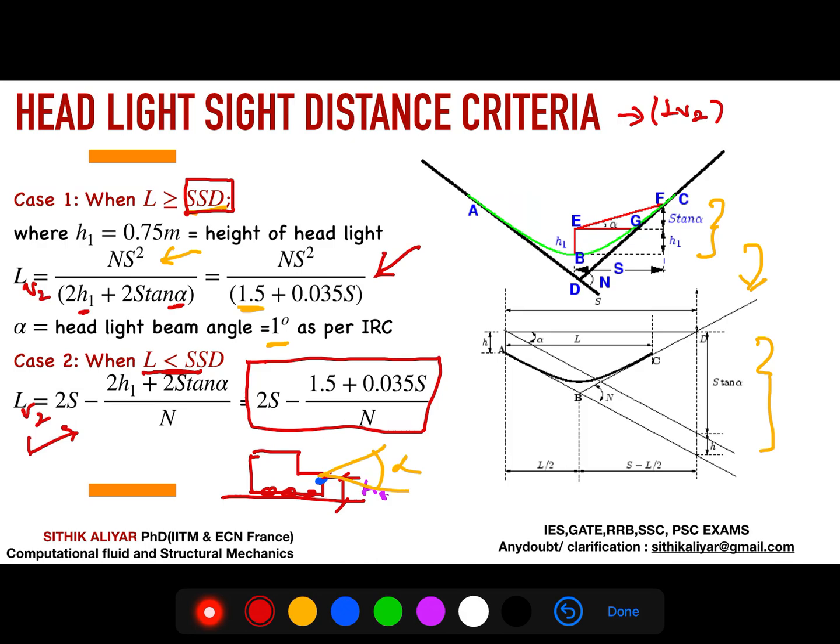So from this slide, I hope you understood what headlight side distance assumption IRC has made. It is 0.75 meter as a height. And what is the angle of beam? It is 1 degree. Substitute that value in the empirical relation, you will get the formula N square divided by 1.5 plus 0.035 into s. So you know the two cases, when length is greater than SSD, one formula, and when length is lesser than SSD, another formula. So from this slide you will have the formula for LV2. From the previous slide, you know LV1, and you will provide the maximum value.